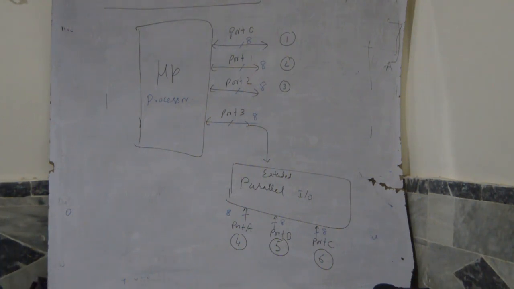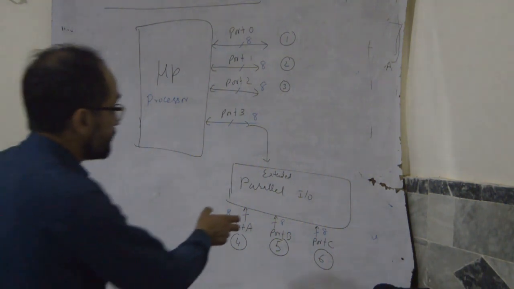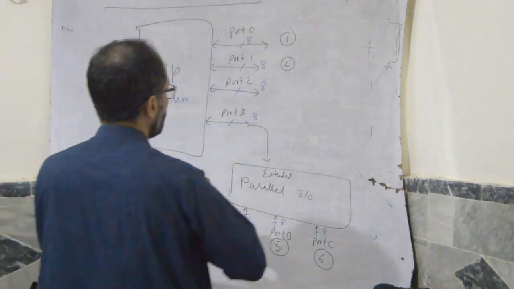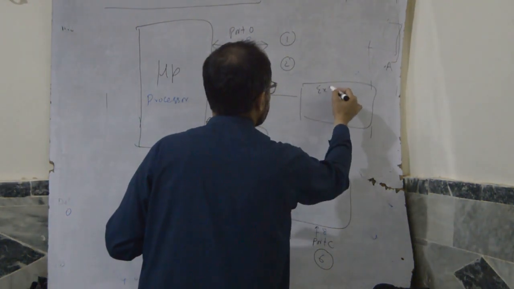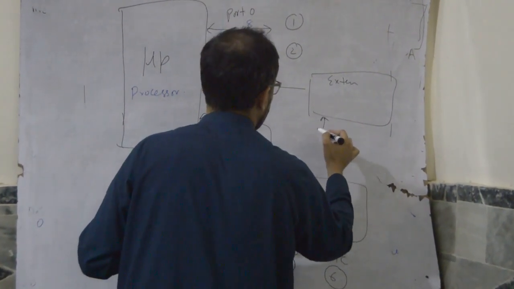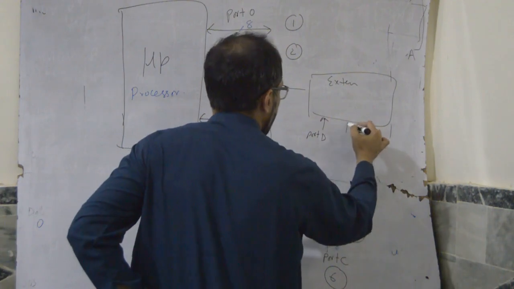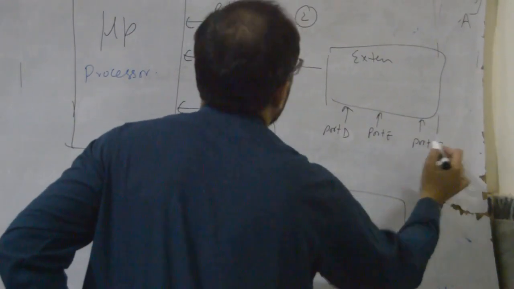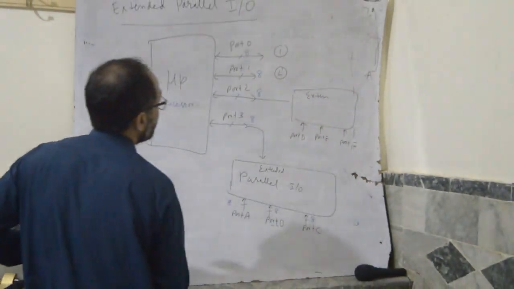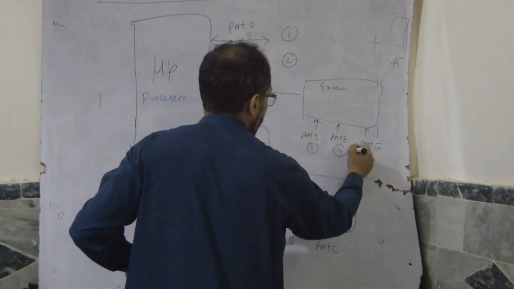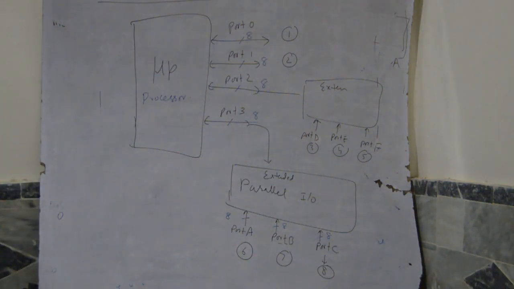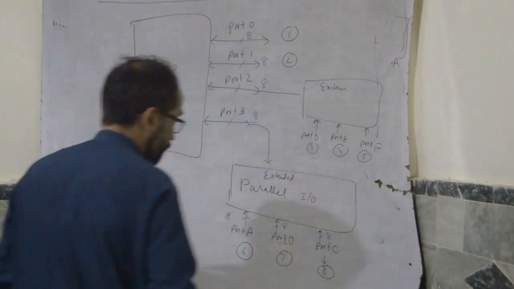Now let's assume that we want to connect 8 devices with the microprocessor, and this extended parallel I/O only provides a connection to 3 devices. How can we do it? We can connect this port 2 with another extended parallel I/O, and connect it with port D, port E, and port F. So how many devices can we now connect with the microprocessor in this scenario? 1, 2, 3, 4, 5, 6, 7, and 8. And if we want to connect more devices, we can also connect another extended I/O and so forth.